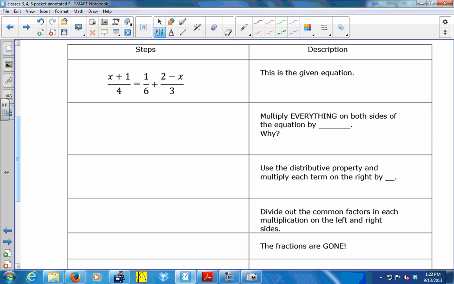So I'm going to multiply both sides by 12. All right, so on the left, I have 12 times x plus 1 divided by 4. How does that simplify?